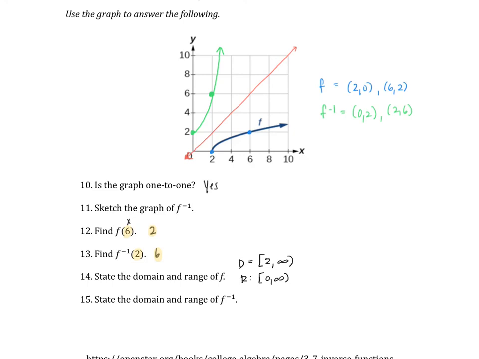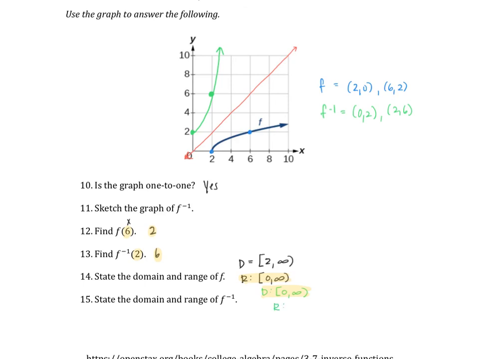And now we want to do the domain and range of the green, or the inverse function. That's number 15. So the domain of number 15 is left to right, so it starts at 0 and goes right forever. Notice that your range of your original function and the domain of the inverse are the same. That is a good sign. That's what's supposed to happen.